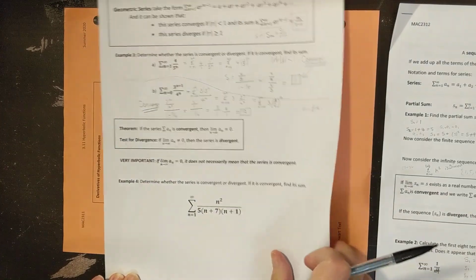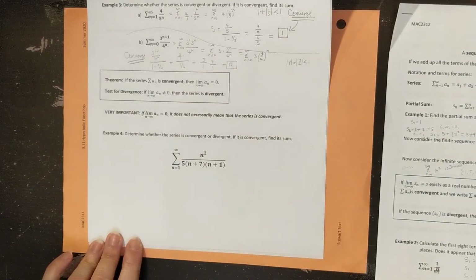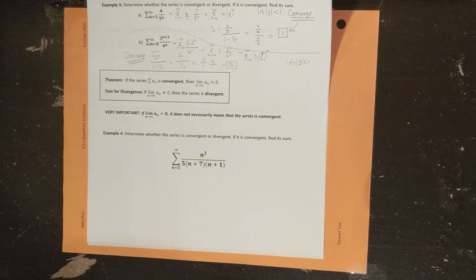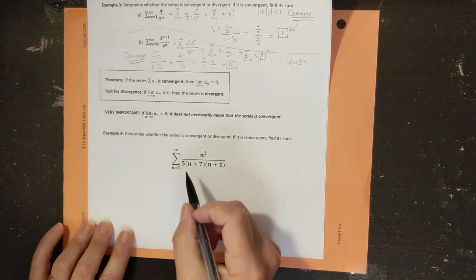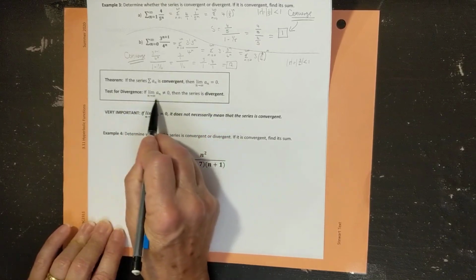So let's look at example 4 and see how this goes. Determine whether the series is convergent or divergent. If it's convergent, find its sum. Okay, so what we have to do here is first try taking the limit and see if that tells us anything. This says right here, test for divergence. We can try that out.